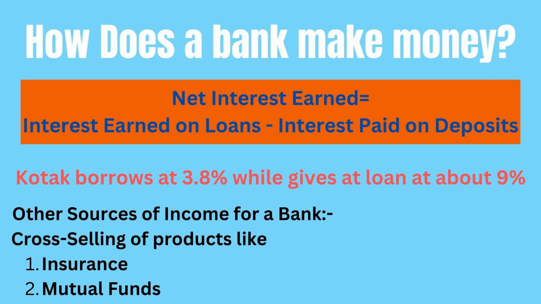There are two other sources by which a bank makes money. It sells a lot of financial products such as mutual fund, insurance and all sorts of other products. The commission that it gets from all of these products is the other income of the bank. But the core business of a bank is to take deposits and give out loans, and the spread between these two is the core earning of a bank.